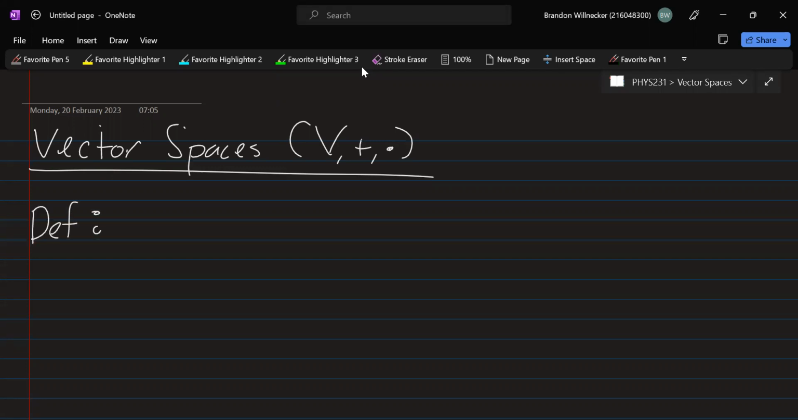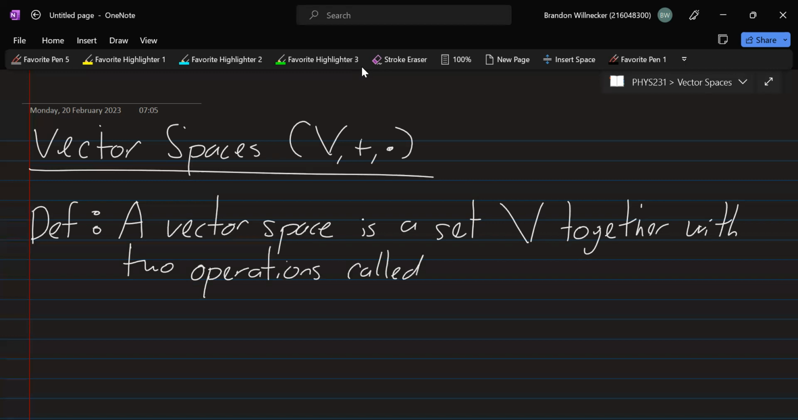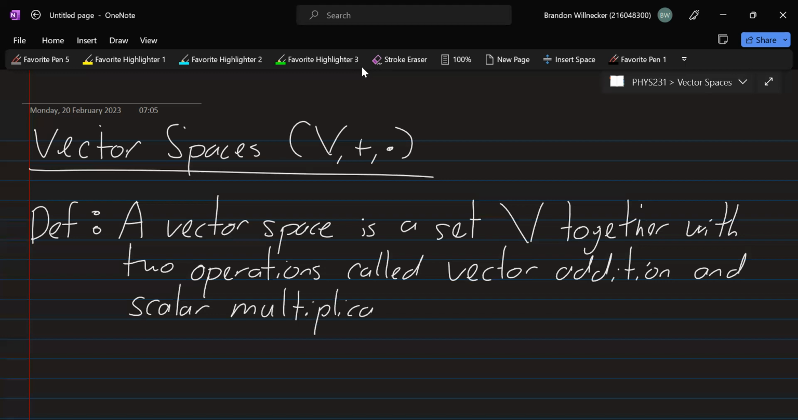So, definition. A vector space is a set, we usually call V for vector space, together with two operations called vector addition and the other one is scalar multiplication. Okay, so what are these two operations?